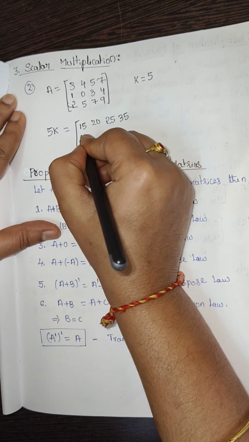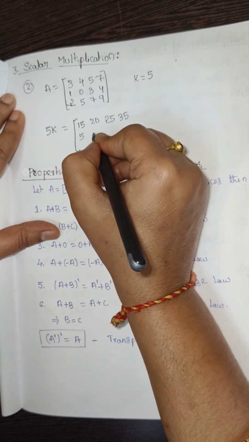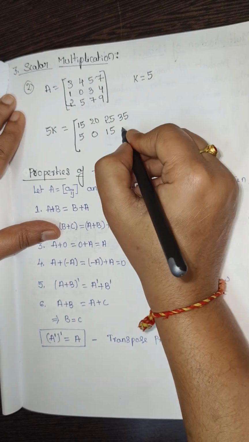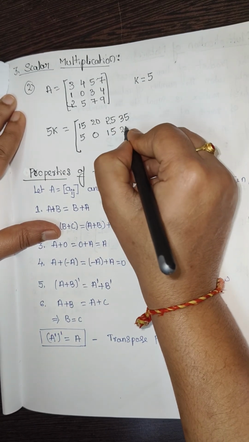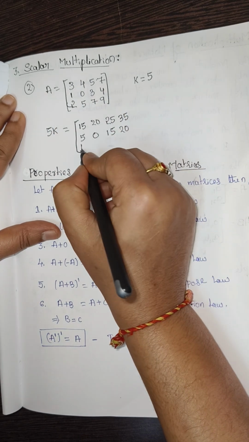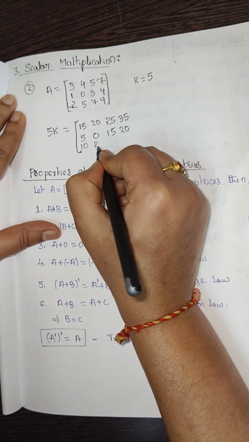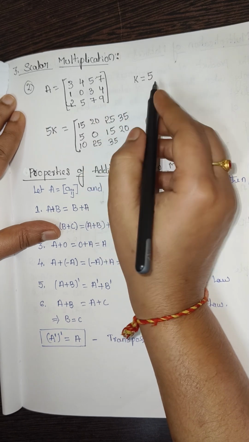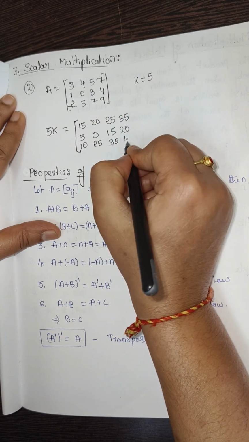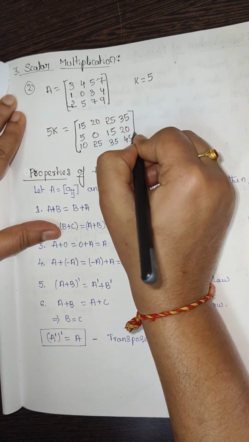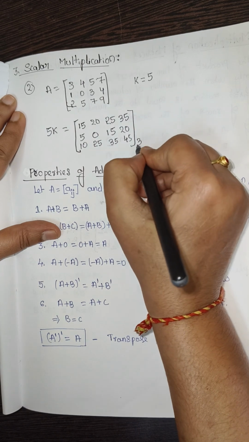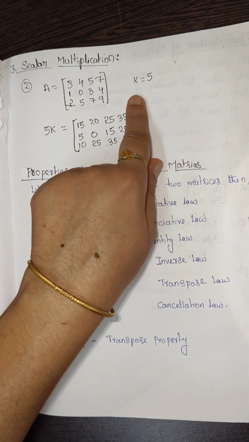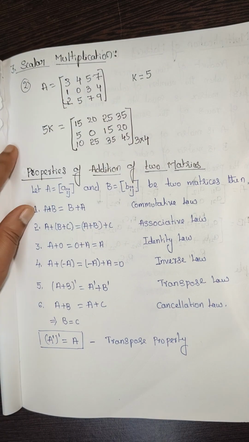1 into 5 is 5. 1 into 0 is 0. 3 into 5 is 15. 4 into 5 is 20. 5 into 2 is 10. 5 into 5 is 25. 7 into 5 is 35. 9 into 5 is 45. So it is a 3 by 4 matrix. So I wrote directly here, I multiplied 5 with each element of A. Okay.